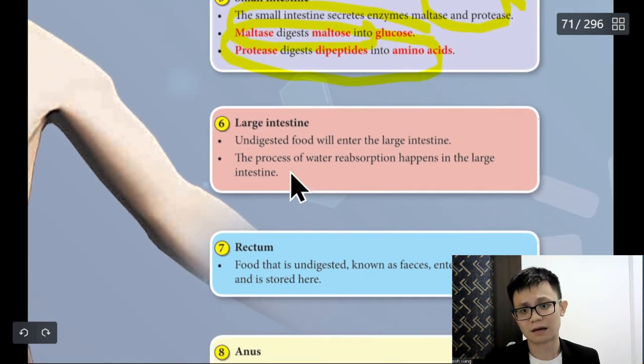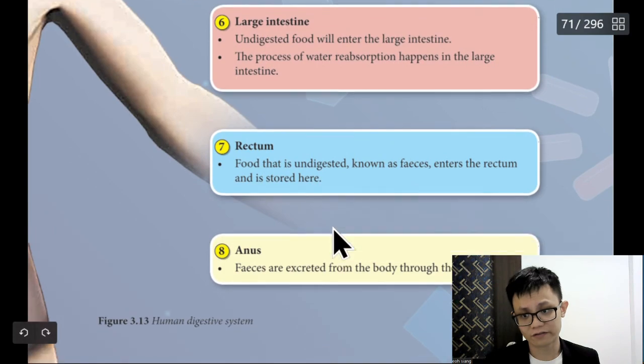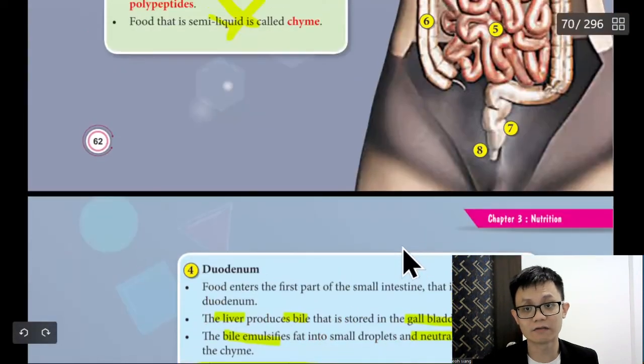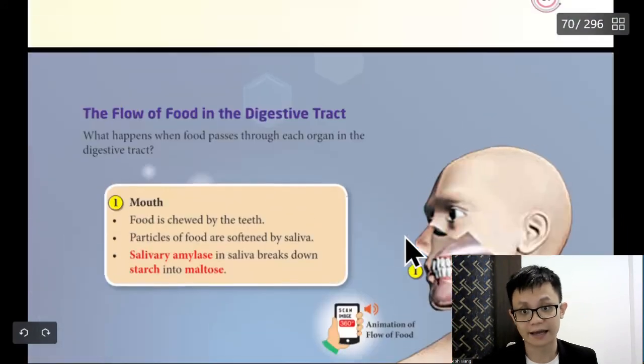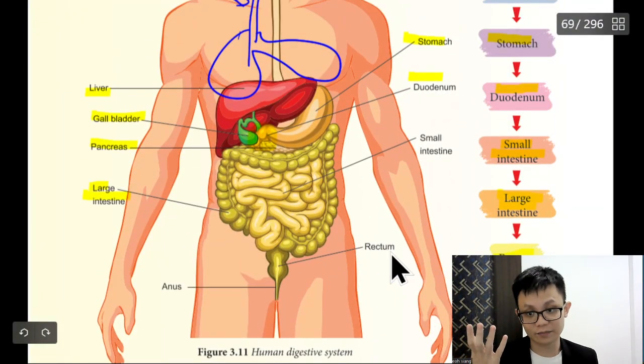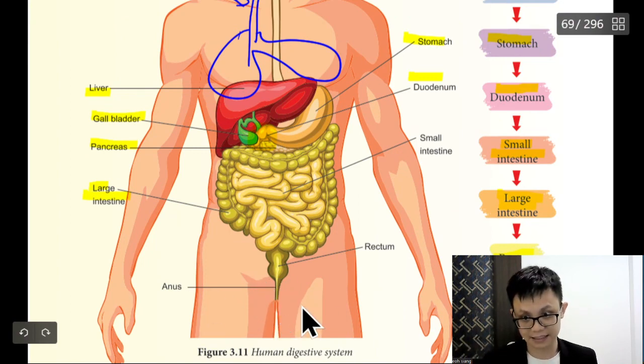Okay, large intestine, rectum, and anus. Rectum, anus. What is rectum, anus? Here, okay. In case you forget, rectum is here, and anus is here. Okay, the place where the stool comes out, okay, here.